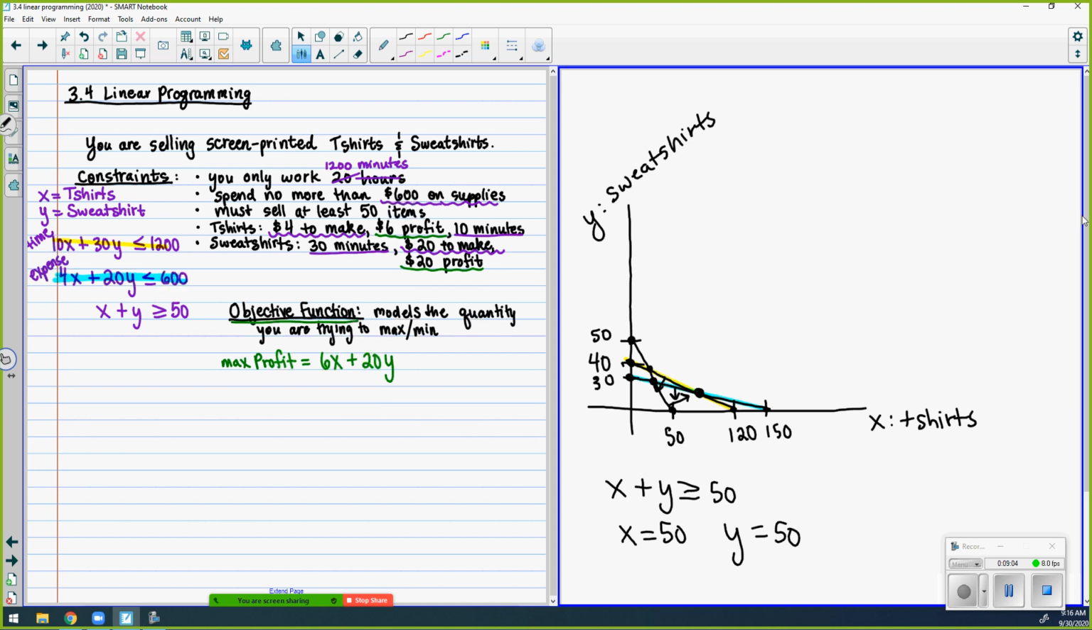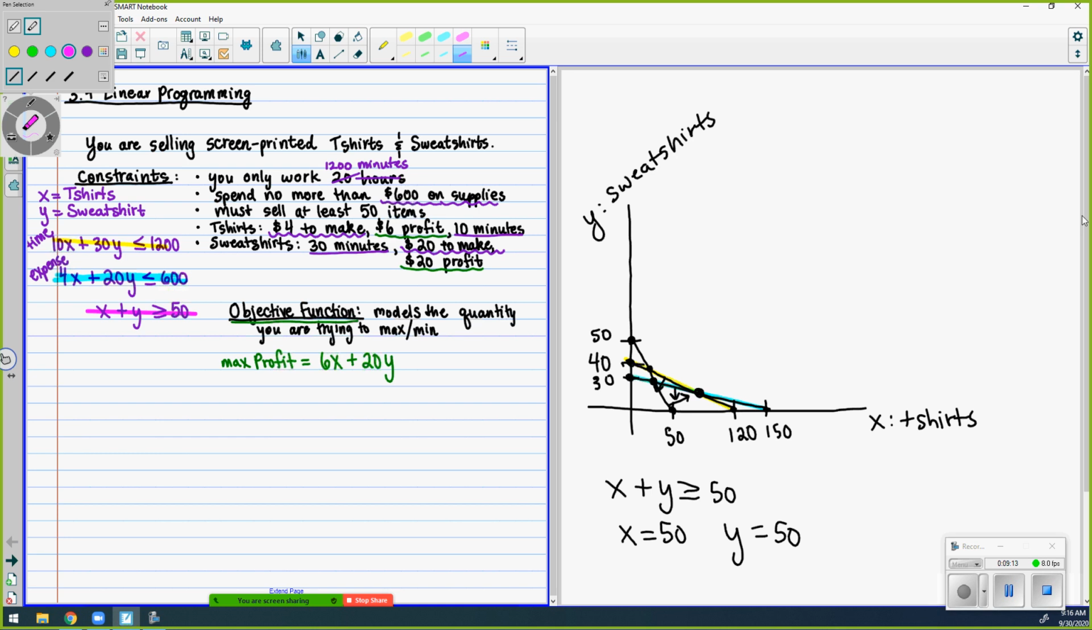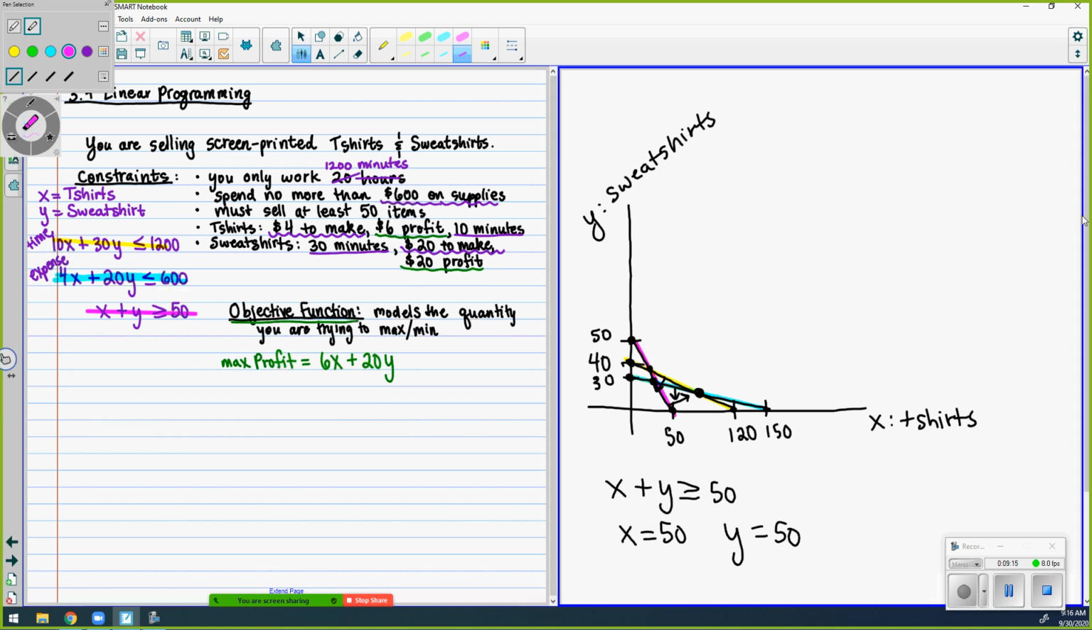What we really need to kind of dig around for is what is the feasible region? So I'm going to take a minute and kind of do some color coding. X plus y is greater than or equal to 50 is this line right here. And then where is the multi-shaded region? Well, my multi-shaded region is going to be everything in here. So really kind of shade that in. In this region are all of the possible combinations of t-shirts and sweatshirts that will satisfy all of my constraints.